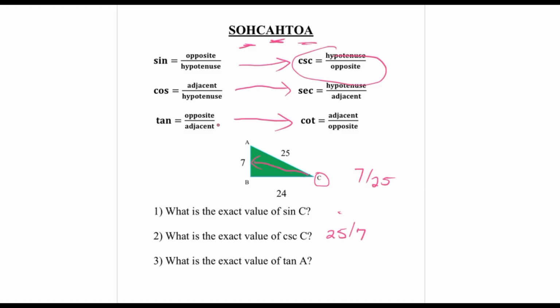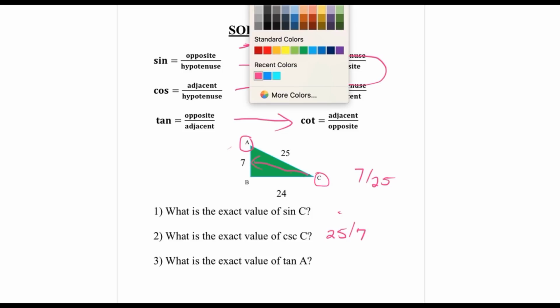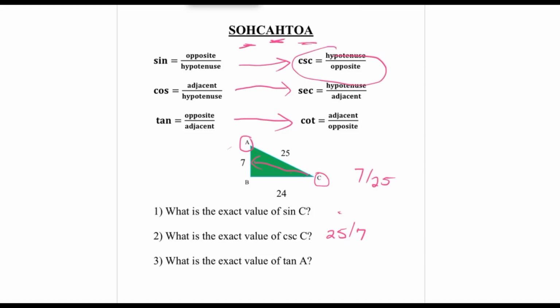Number 3. What is the exact value of the tangent of A? Here's angle A, and we want the tangent of A. Tangent is opposite over adjacent. So the tangent of A, which is opposite over adjacent, the other one that's adjacent or next to, would be 24 over 7.